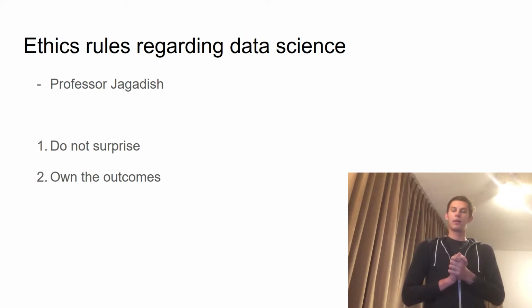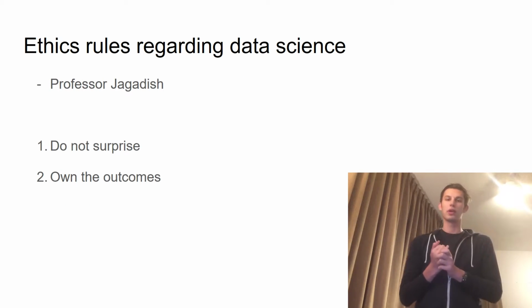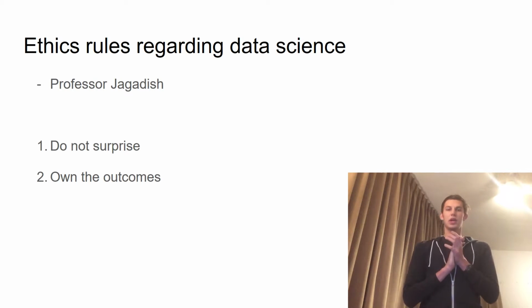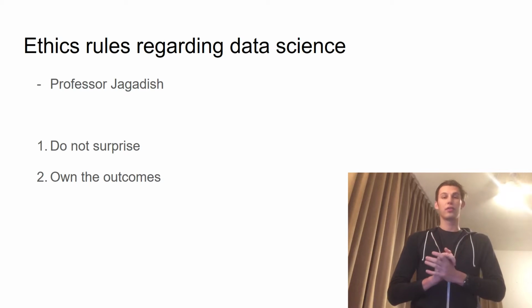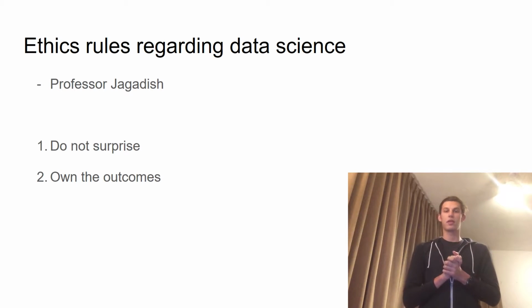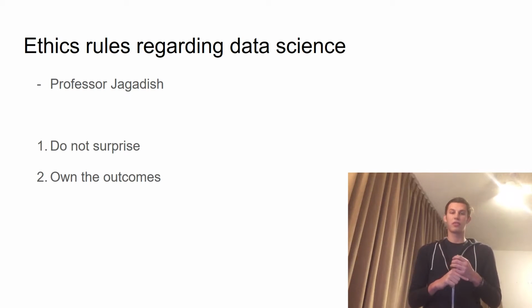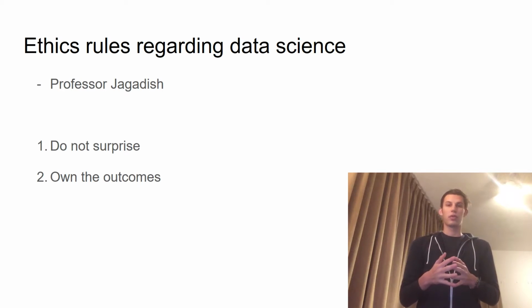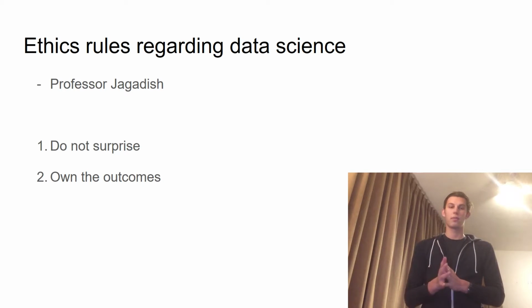So the ethic rules regarding data science. Professor Jagadish made some rules regarding data science ethics. So the conclusions should not surprise, and only the outcome. What this means is that you have to really be careful with what data sets you use and what conclusions you draw from them. So the validation of these data sets is of real importance.